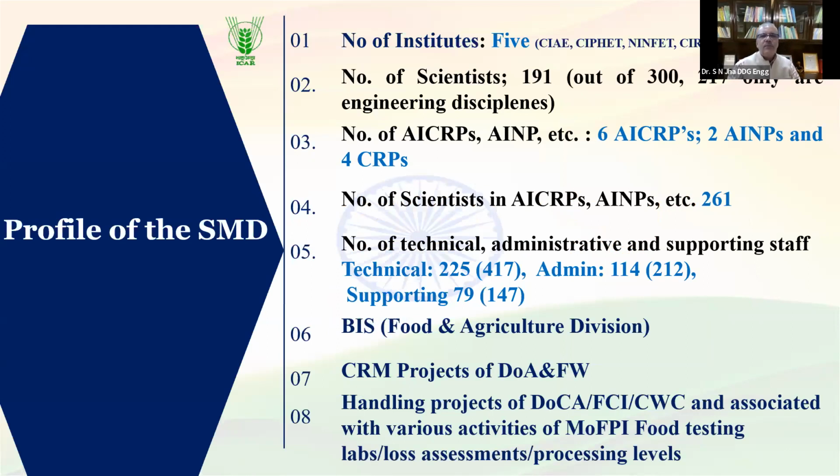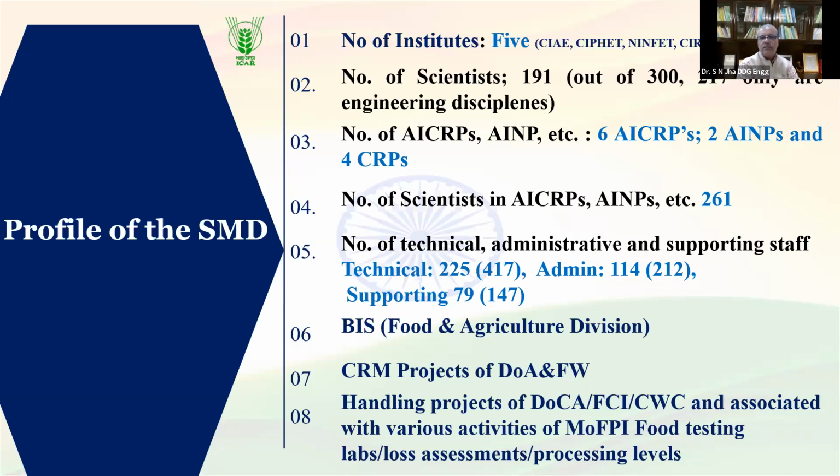So the profile of the SMD: this SMD is one of the smallest, you can say. Five institutes presently are there, that is CIAE, CIPHET, IINRG, Kolkata, CIRCOT, Mumbai, and the newly renamed institute, NISA, National Institute of Secondary Agriculture, Ranchi. Number of scientists presently in position are 191 out of 300 sanctioned posts in this SMD, 217 only are engineering discipline scientists. Others are multidisciplinary scientists. Number of AICRPs are 6, AINPs are 2, and CRPs are 4.